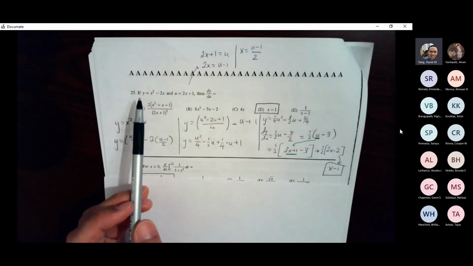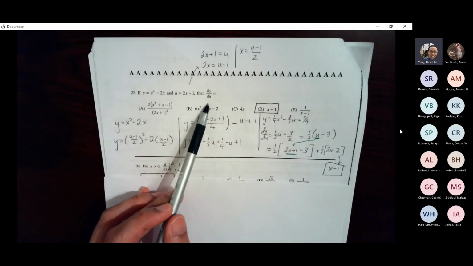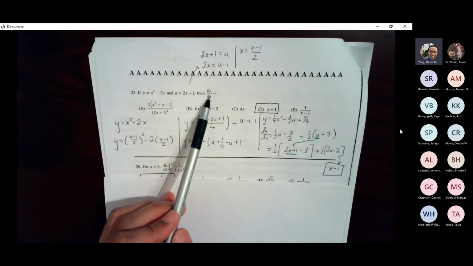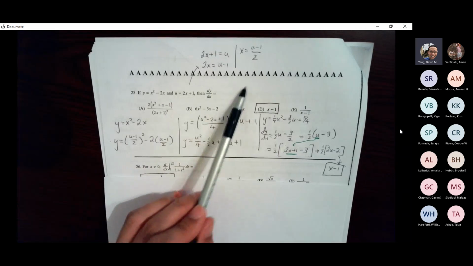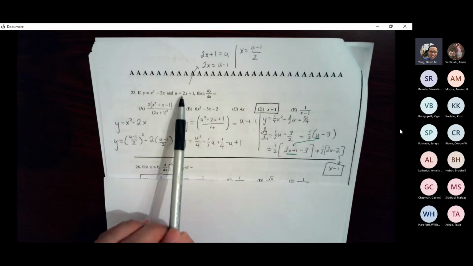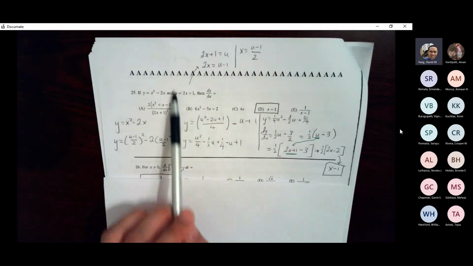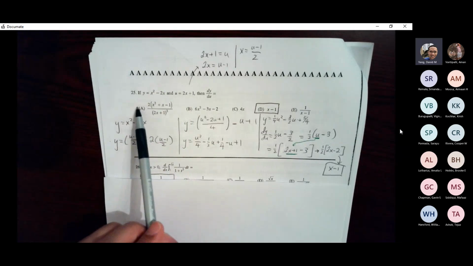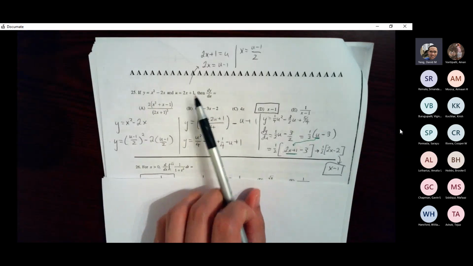All right, 25. If y is equal to x squared minus 2x and u equals 2x plus 1, then dy over du is equal to. So the way I went about doing this was, well, dy over du means that I want to find the derivative of y with respect to u. So what if I just created an equation where I have y is equal to the right side in terms of u? So I basically wanted to solve for x, find a substitution for x in terms of u, and then that way I have my y equation in terms of u, and I can just find dy over du.